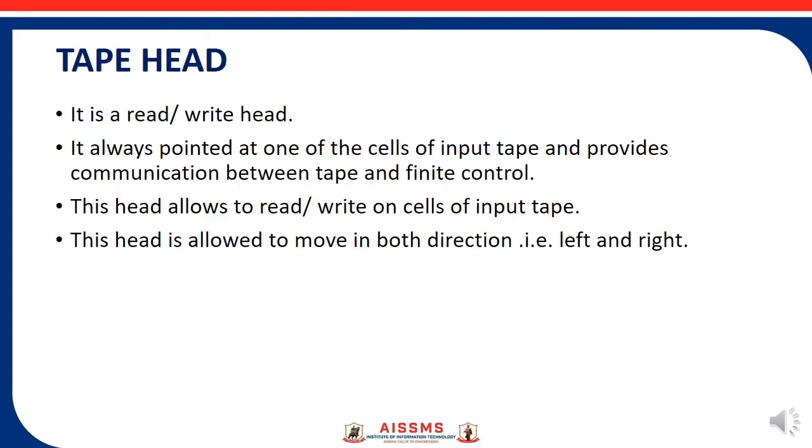Coming to the tape head, it has a read and write head. It is always pointed at one of the cells of the input tape and provides the communication between the tape and the finite control, right? So this head allows us to read or write on the cells of the input tape. Okay, so this head can move in both directions, left or right.